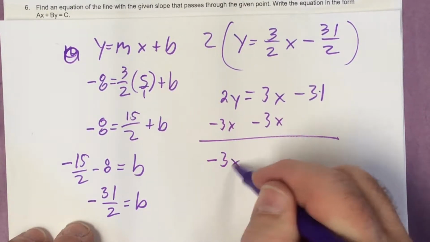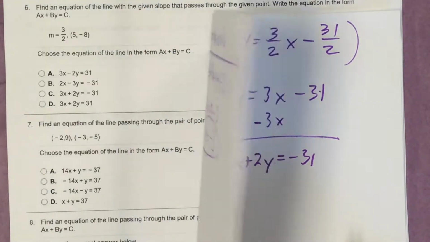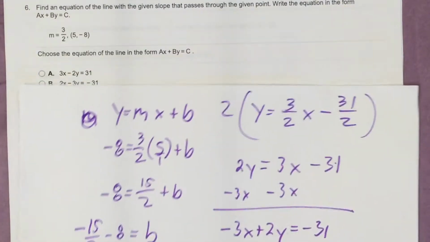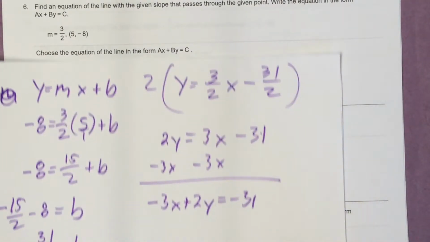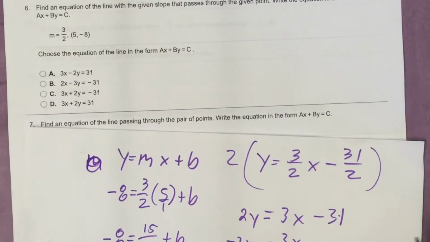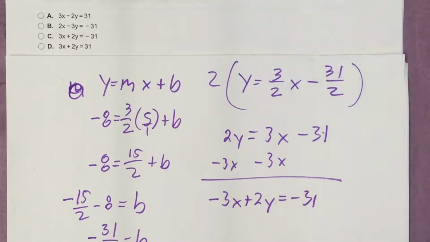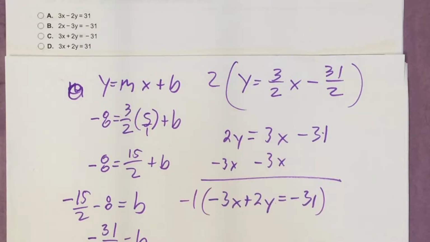That will give me -3x plus 2y equals -31. And at least up here, from what I have in the questions here, if you look at the 4 choices now, compared to what we have here, it doesn't appear that any of the 3x's are negative now. So in order to get the corresponding answer, we're now going to multiply this whole thing through by -1. Once we do that, that should give us 3x minus 2y equals 31.